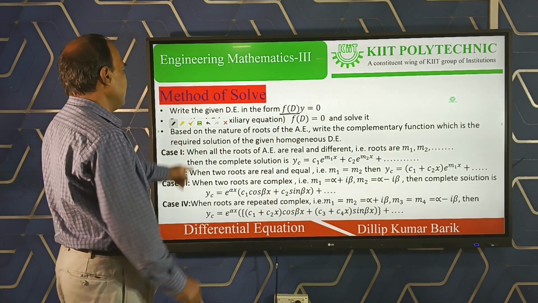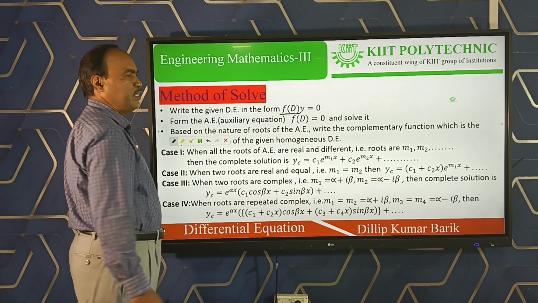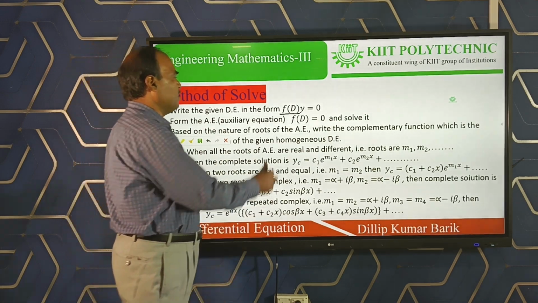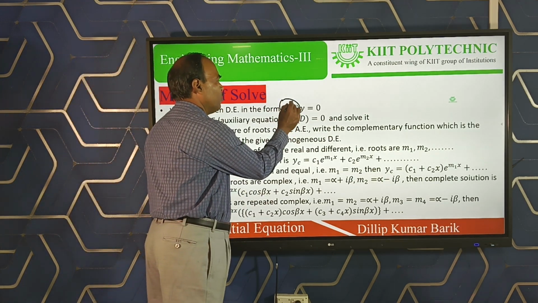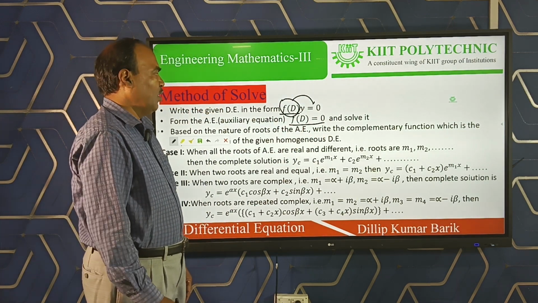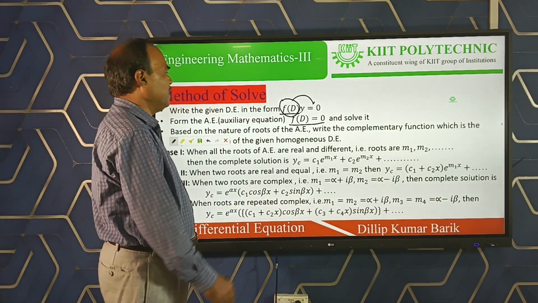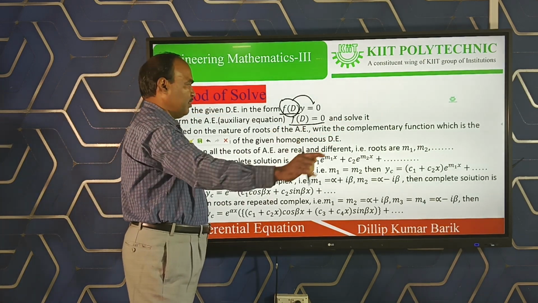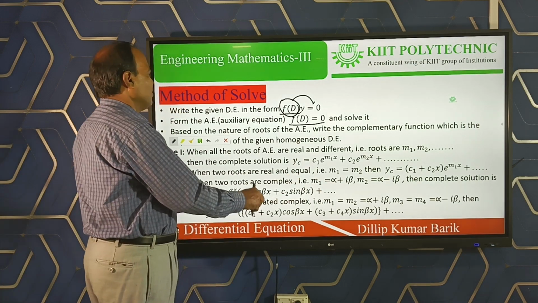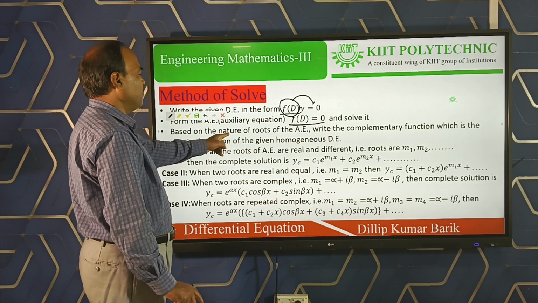Second, next we write the auxiliary equation. Auxiliary equation means only the f(D) part set equal to 0. This is called the auxiliary equation, and we solve it. This is an algebraic equation, which we will consider in the next slide. So depending upon, or based on, the nature of roots.